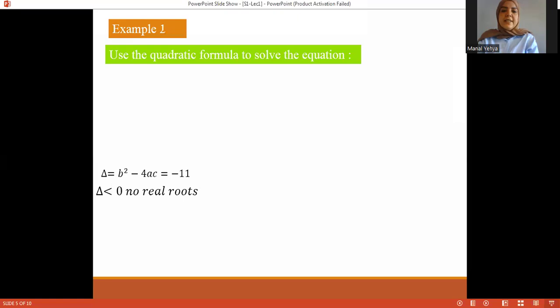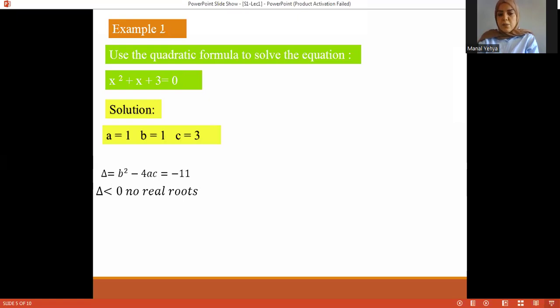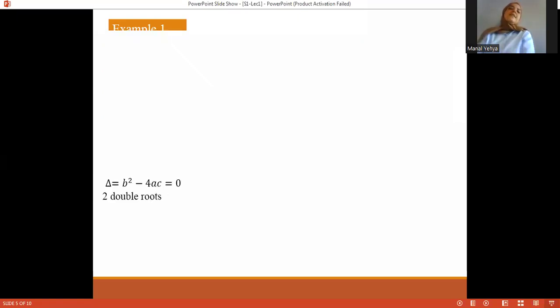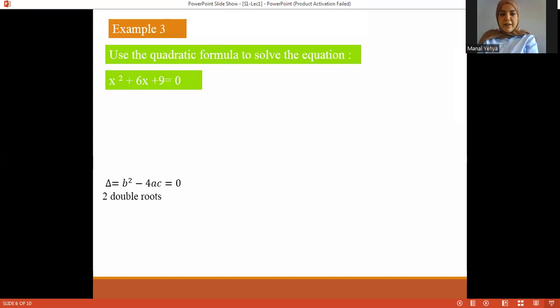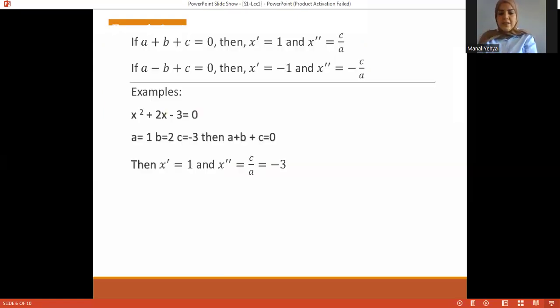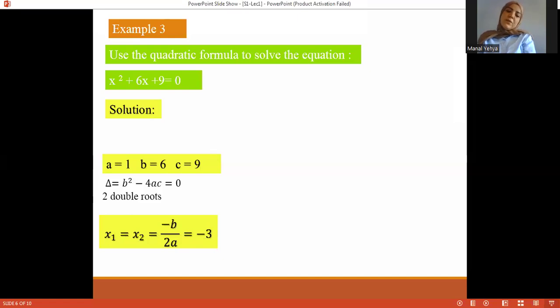Example number 2: we have x squared plus x plus 3. a is 1, b is 1, and c is 3. When you calculate the discriminant, or delta, you will get minus 11. And we said that whenever delta is negative, we have no real roots. Let us take the third example: x squared plus 6x plus 9. So a is 1, b is 6, and c is 9. So delta equals 0. So we have one double root: x1 equals x2 equals minus b over 2a, which is minus 3.